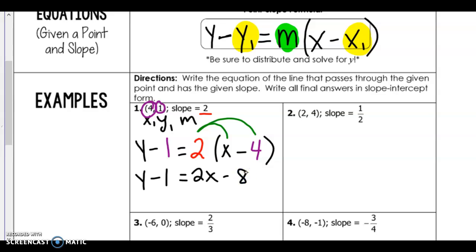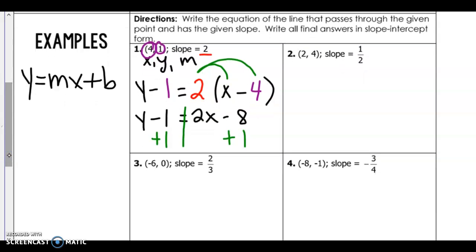And then you still want your answer to be in slope-intercept form, so y equals mx plus b. The whole point, again, is to get y by itself. In order to get y by itself, if you want to, you can draw that line like we have in the past. There's a negative 1 with the y, so the opposite of a negative 1 is a positive 1. In order to move it to the other side, you have to do the opposite. I'm going to do it with the negative 8 too, because the 1 doesn't have an x, you can't combine it with that 2x.